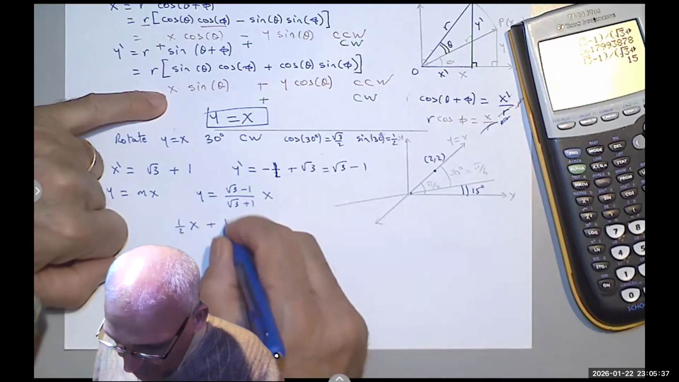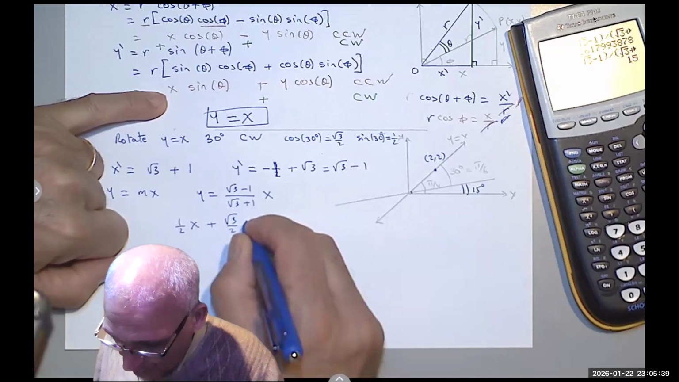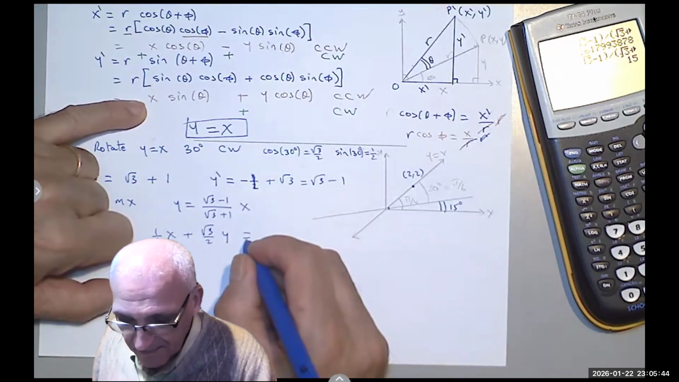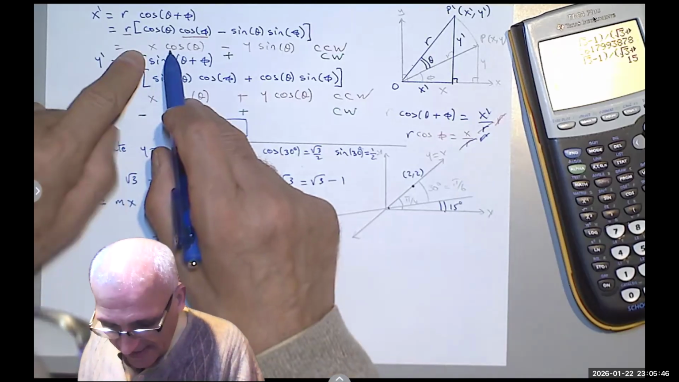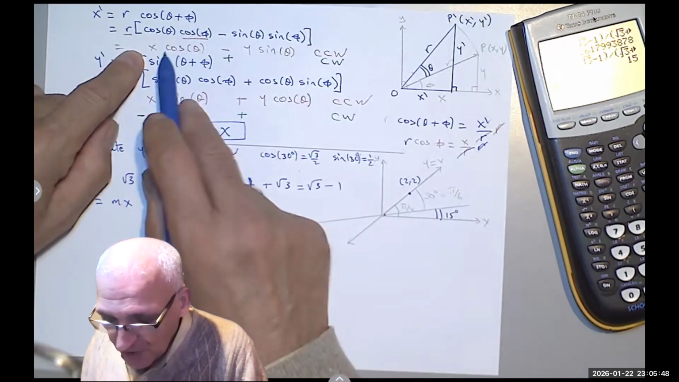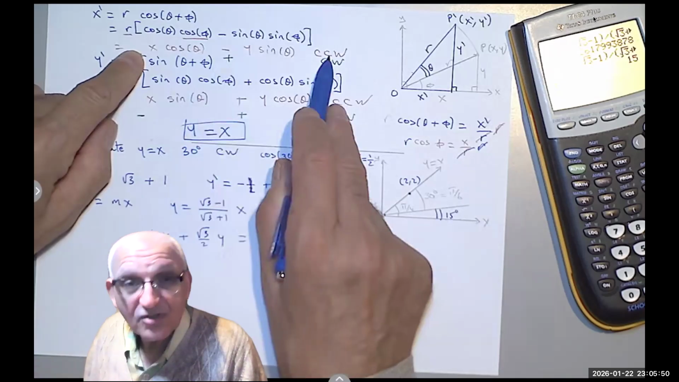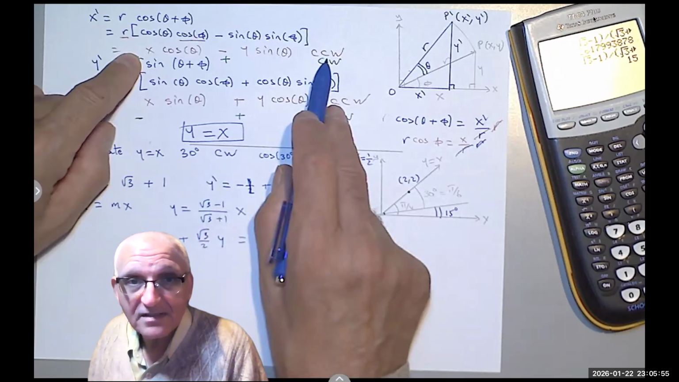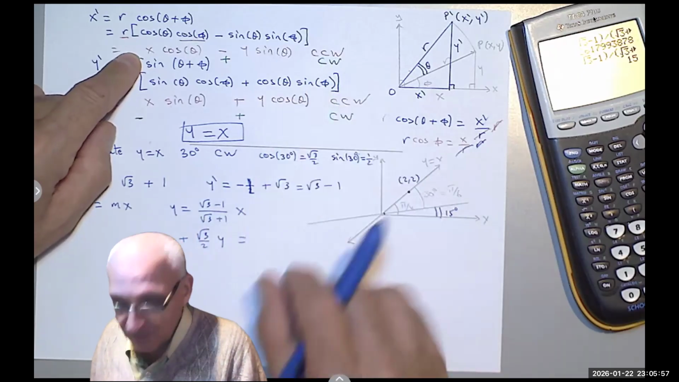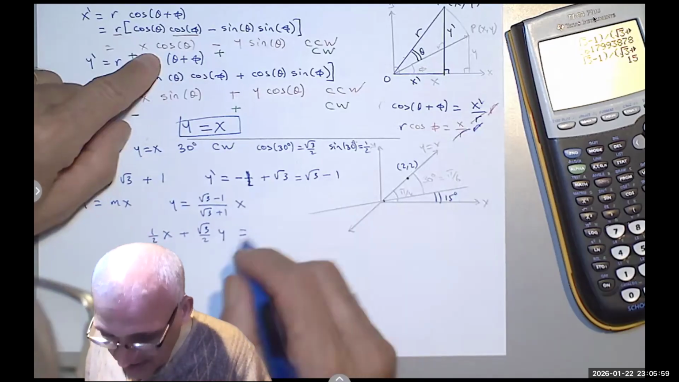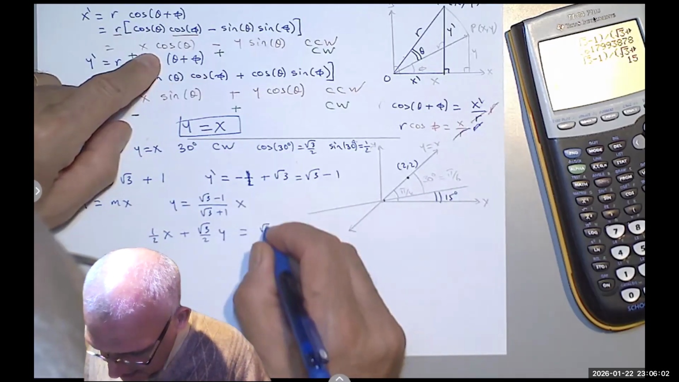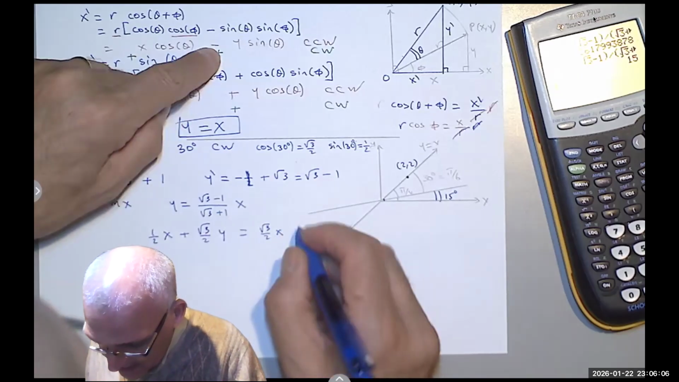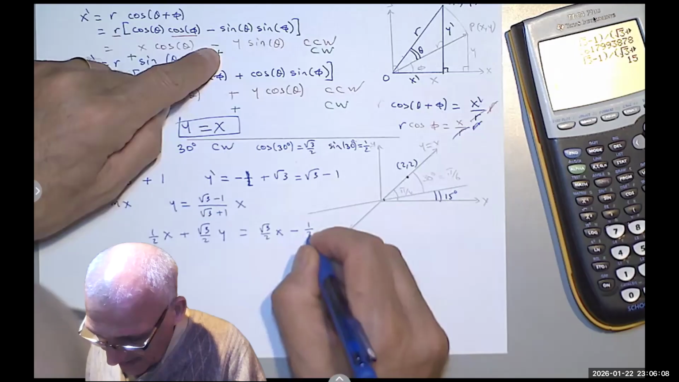plus root 3 over 2 y equals. And then when I go to the x, I'm going to use a negative because I'm going to rotate it counterclockwise. The problem says clockwise, so I'm going to rotate the axis counterclockwise. So that would be x cos theta minus 1/2 y.